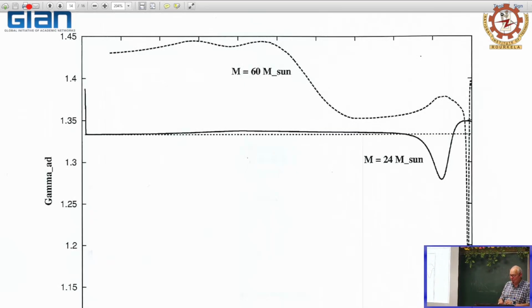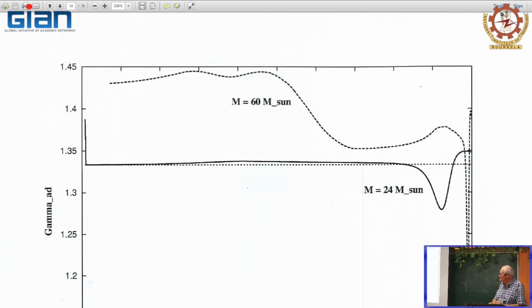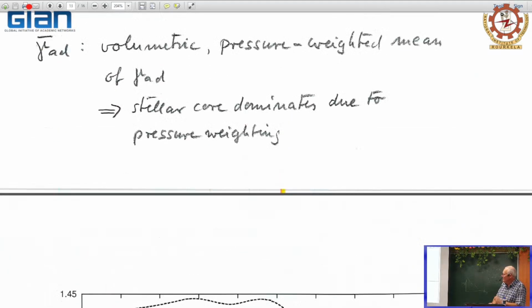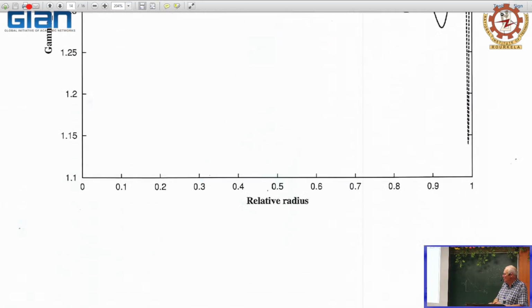Okay, so be careful if people tell you, on the basis of inspection of the adiabatic index alone, that the star is unstable with respect to radial adiabatic perturbations. Keep in mind the stellar core dominates due to the pressure weighting.